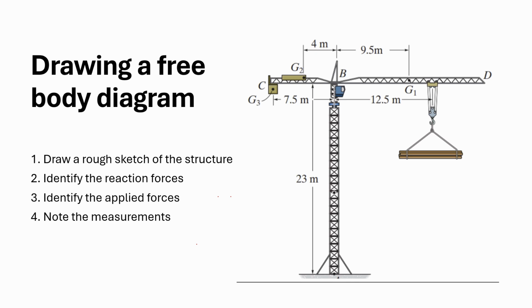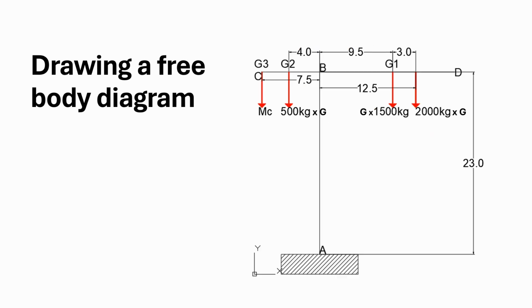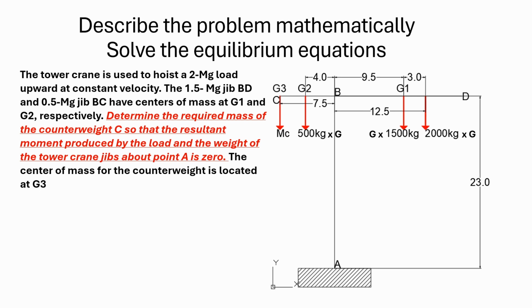The steps for drawing the free body diagram are outlined below. Draw a rough sketch of the structure, identify the reaction forces, identify the applied forces, and note the measurements. As you can see, a simplified diagram is shown here. For the sake of simplicity, we've drawn the forces as weights times gravitational acceleration. Describe the problem mathematically and solve the equilibrium equations.